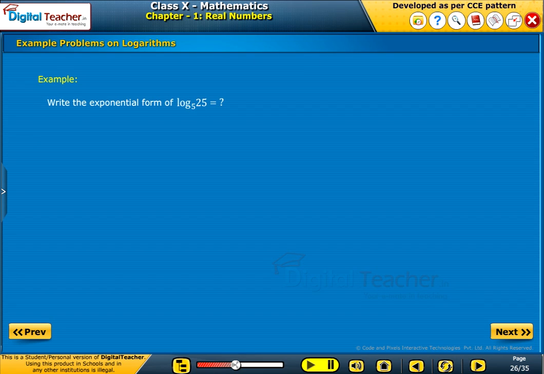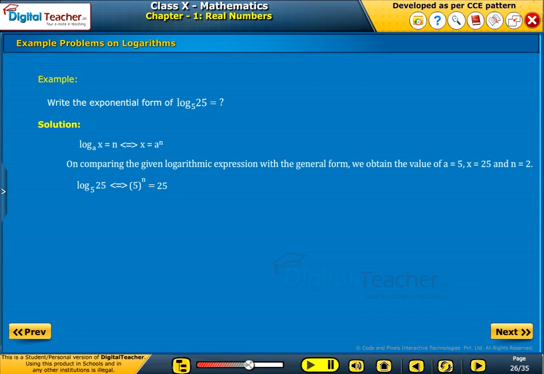Write the exponential form of log 25 to the base 5. Solution. Recall that if log x to the base a is equal to n, then x is equal to a to the power n. On comparing the given logarithmic expression with the general form, we obtain the values of a, x and n as shown on the screen. So the base 5 should be raised to the power of 2 to obtain the number 25.